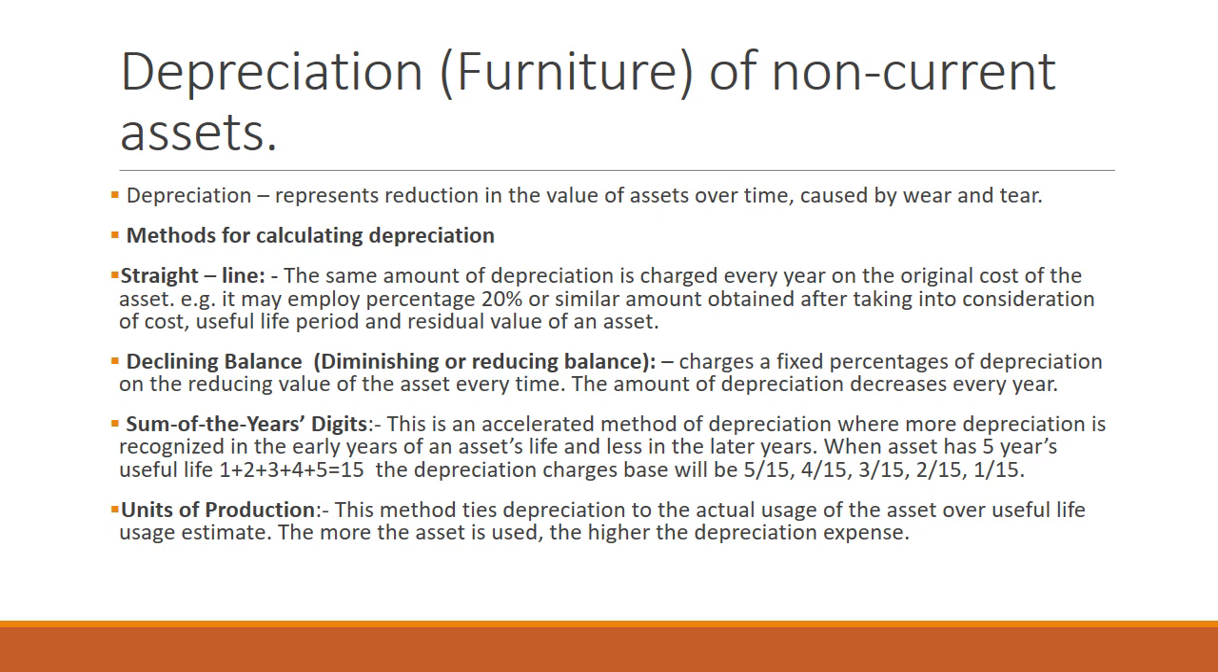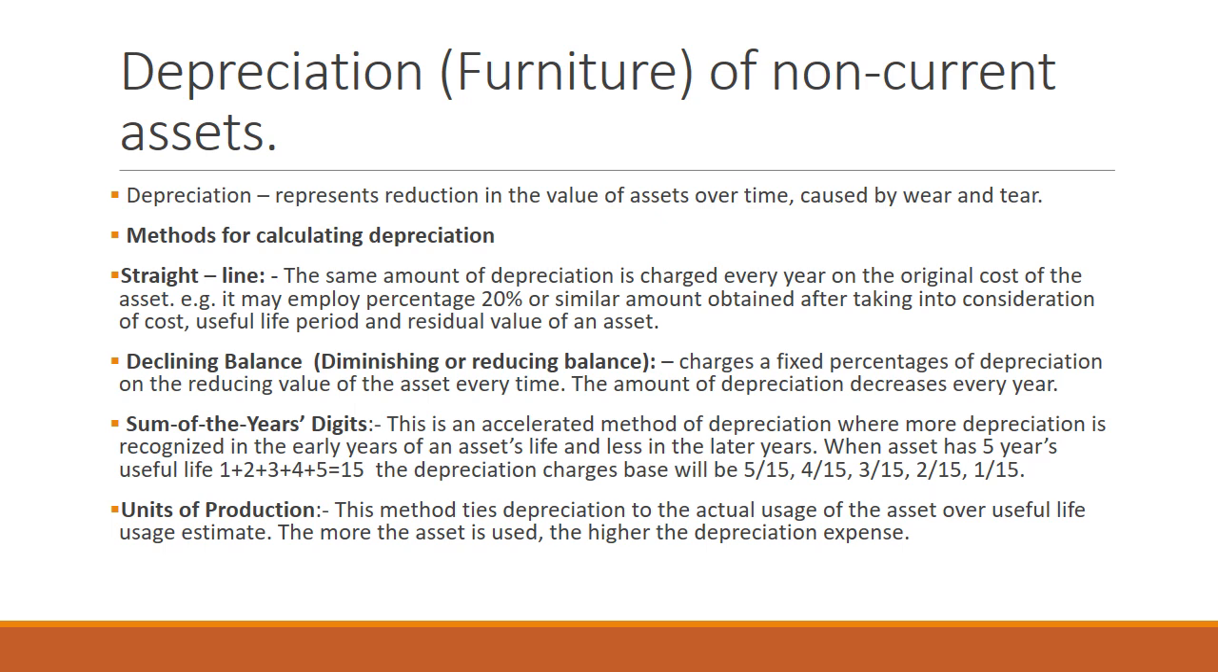So the depreciation charge for year 1 will be 5 over 15. For year 2, 4 over 15. For year 3, 3 over 15, and so on. As you can see, the first year an asset commands a bit higher charge as compared to the second year. Those in favor of the sum of the year digits method believe that in the first year when the asset is new, it contributes more, and therefore the depreciation also needs to be more.